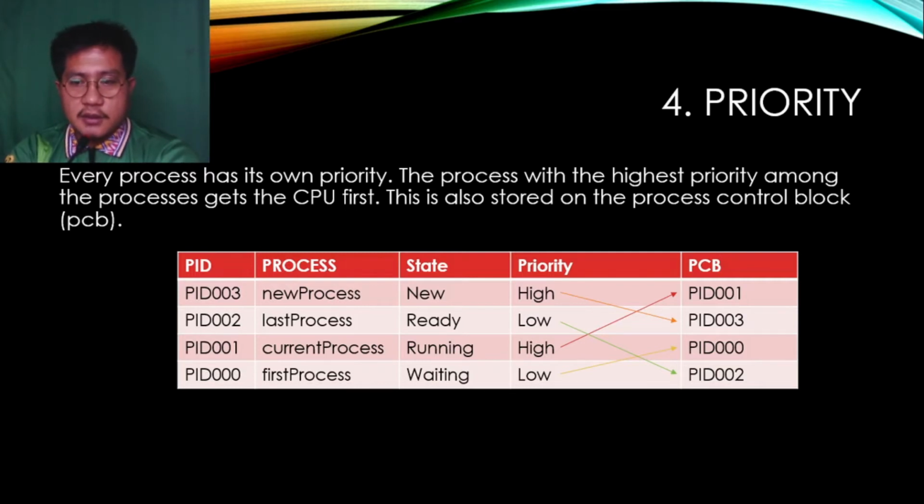But since 001 is the one currently on the process, the new process with PID 003 will be put into the second in the queue, while the PID 002, or the last process, will be put into the last row of the PCB.